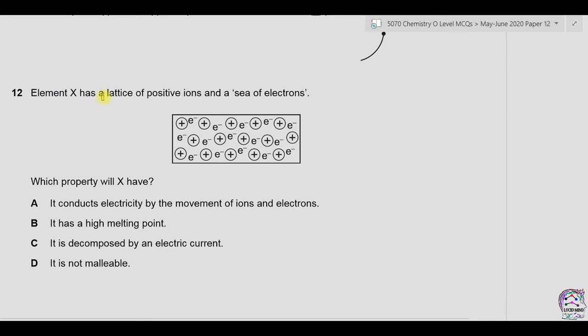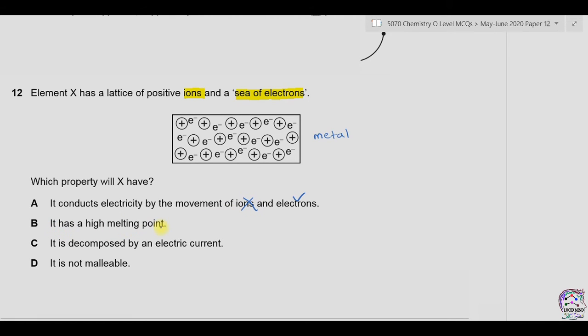Question 12. Element X has a lattice of positive ions and a sea of electrons. We can see the structure. Which property will X have? As in this structure we can see there are positive ions and a negative sea of electrons, so therefore it is from metal. Now we can find the properties of metal. A. It conducts electricity by the movement of ions and electrons. Now metals only conduct by the movement of electrons, not by ions, so therefore this is incorrect.